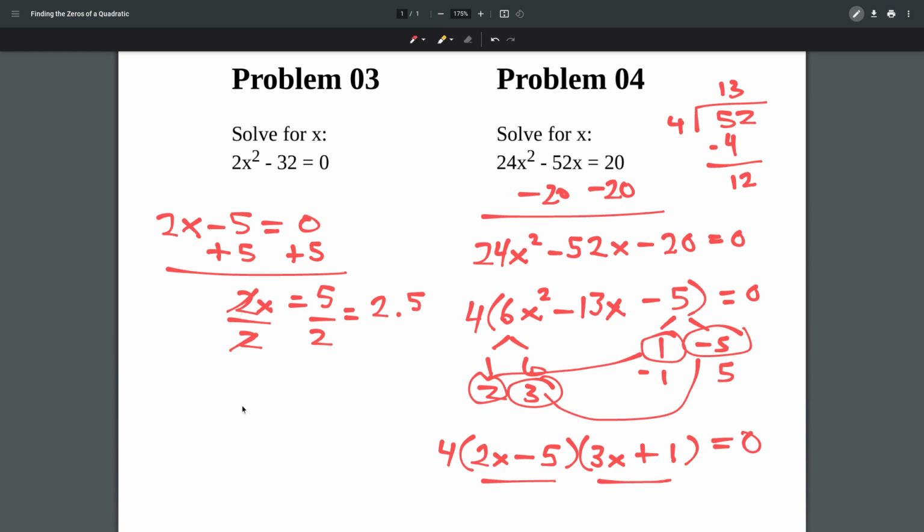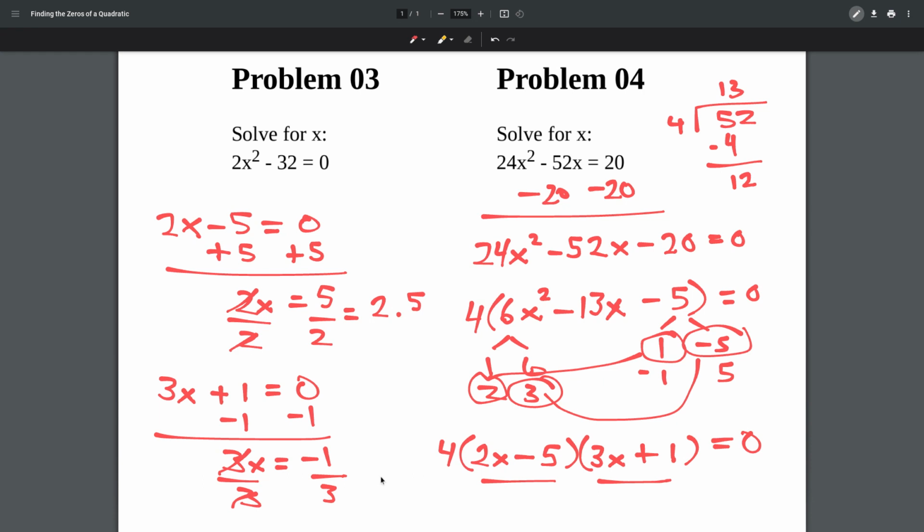And then for this other one, we have 3x plus 1 is equal to 0. I'm going to subtract 1 from both sides. I'll get 3x equals negative 1. I'll divide both sides by 3 and I'll get x equals negative 1/3, or negative 0.3 repeating. Okay, so that's one way you can do it.